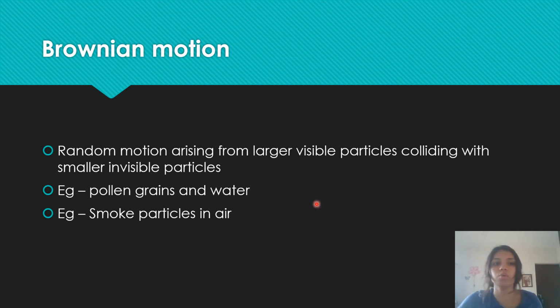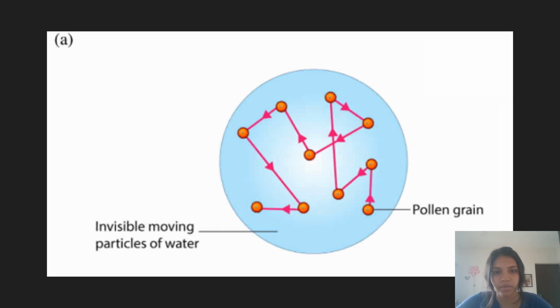Brownian motion. Brownian motion is basically, just remember this, random motion arising from larger visible particles colliding with smaller invisible ones. These are two classic examples. And for Brownian motion, that's all you need to remember. These three, and you need to remember the drawing. So I'm going to explain this to you. Supposing you have water and this is a pollen grain. If you look at a pollen grain in water or any small object in water, you will see it moving slowly and moving in a random zigzag kind of way.